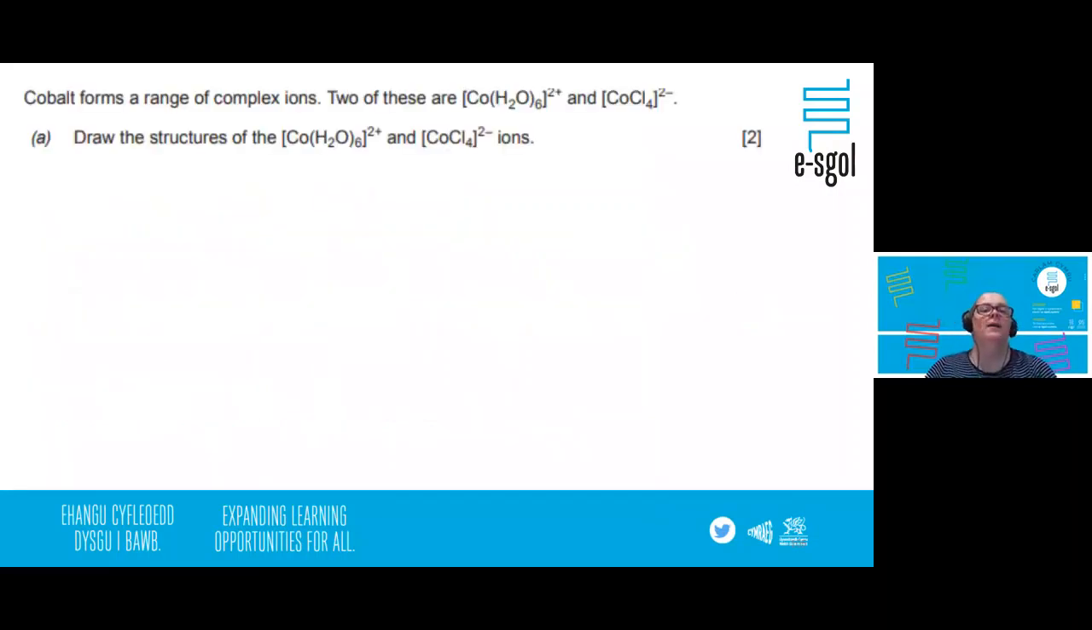Right, another question. Cobalt forms a range of complex ions. Two of these are cobalt hexaaqua, so you've got 6 water molecules there. What are the structures? Well, I wouldn't stress too much. Focus on the fact that it's the 6 there, which means you're looking at 6 bonding pairs. As I said earlier in the p-block, 6 is going to be an octahedral one then.